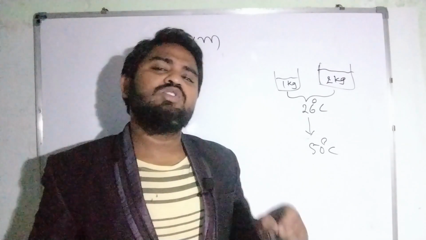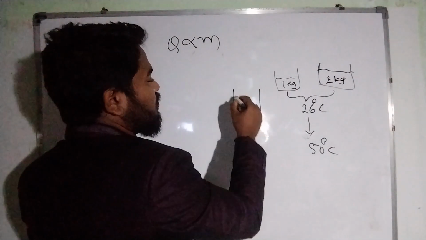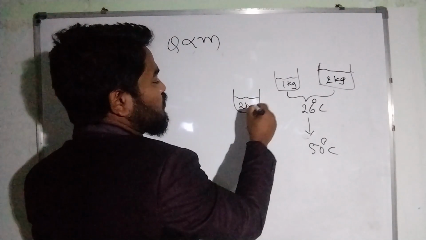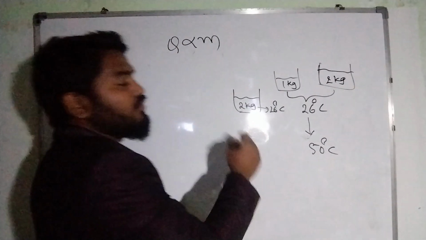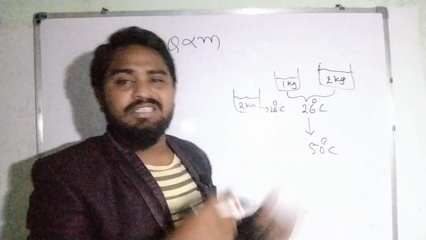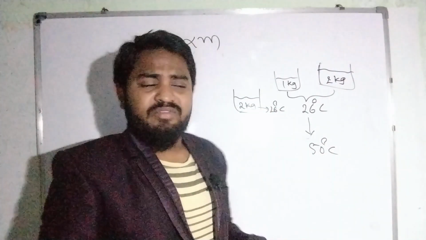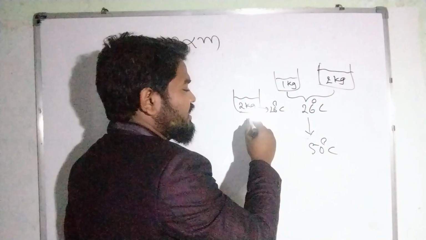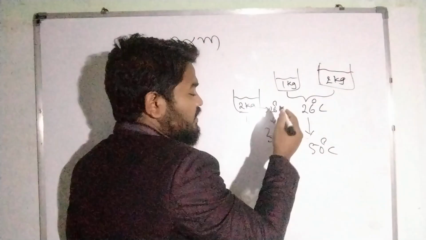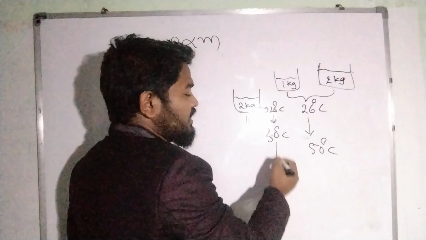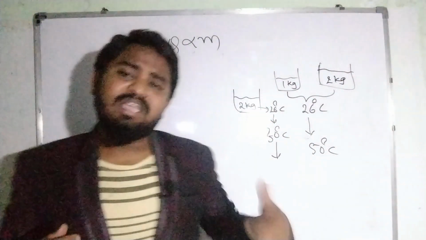In the same way, let's do one more experiment with a single bowl, let's take 2 kg of substance at 26 degrees Celsius. Now if you give the heat energy continuously, then the temperature increases continuously. For example, if you start giving heat energy, the temperature increases to 30 degrees Celsius. If you keep on giving heat energy, then the temperature continues to increase, right?